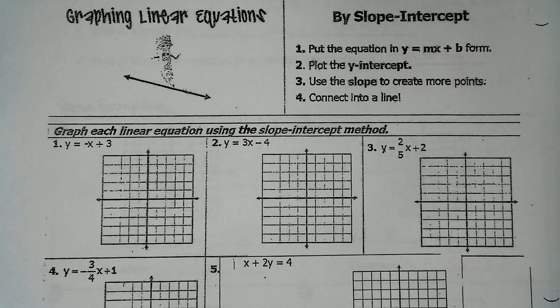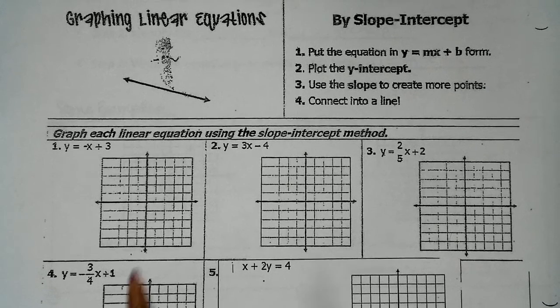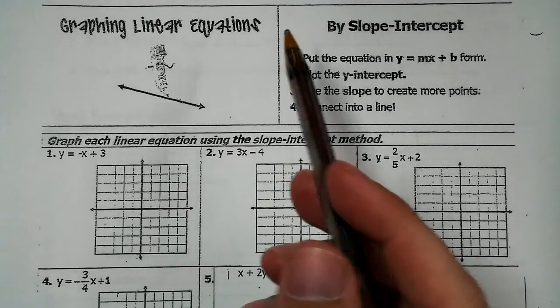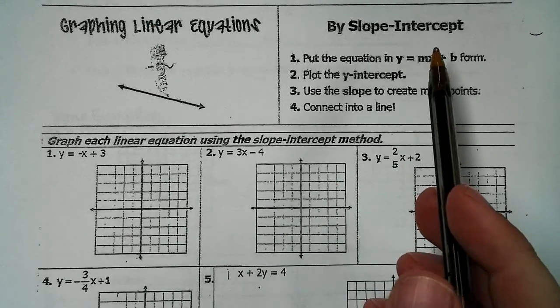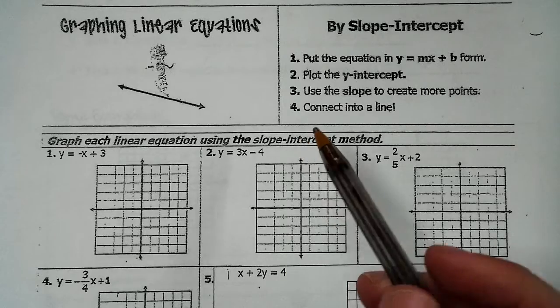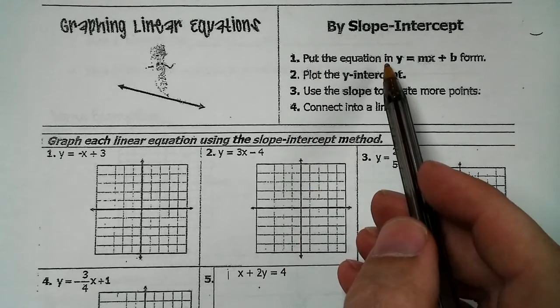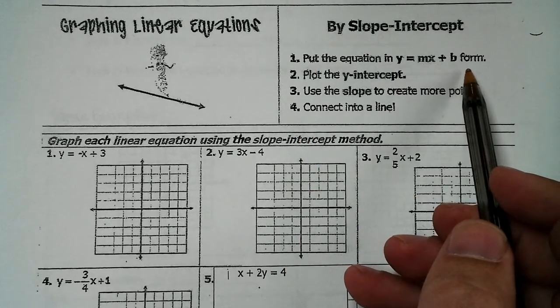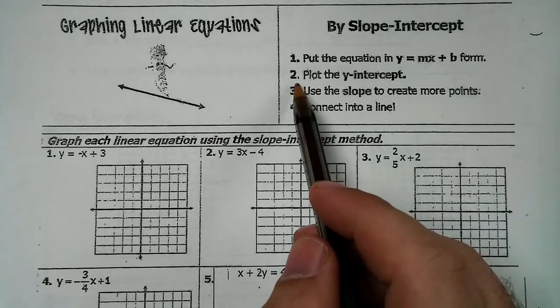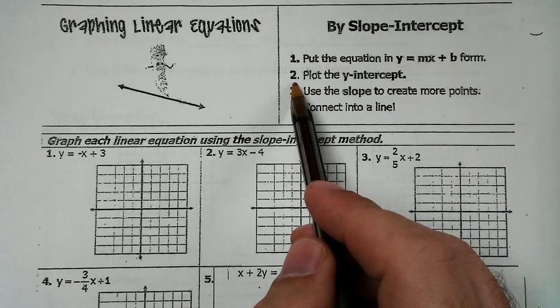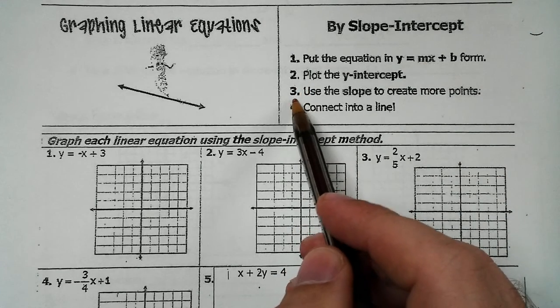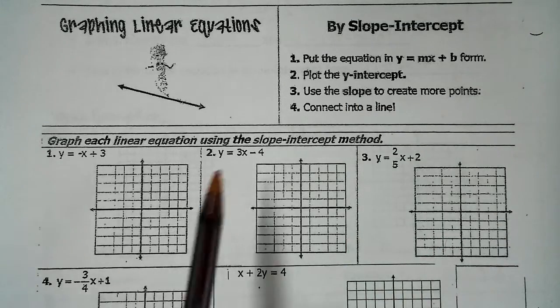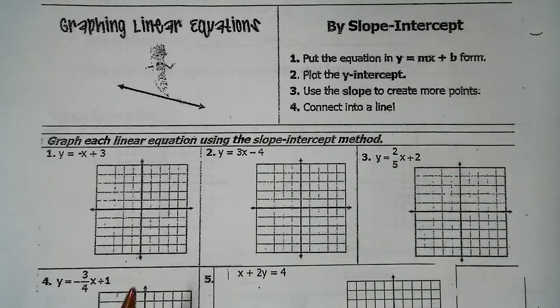Alright guys, this is the second part of the notes for today. This is where we're actually going to graph linear equations by using slope-intercept form. Now, there's 4 steps. First, you're going to put the equation in y equals mx plus b, which is your slope-intercept form. Second, you're going to plot the y-intercept. And third, you're going to use slope to create more points. Fourth step is you're just going to connect them to make a straight line.